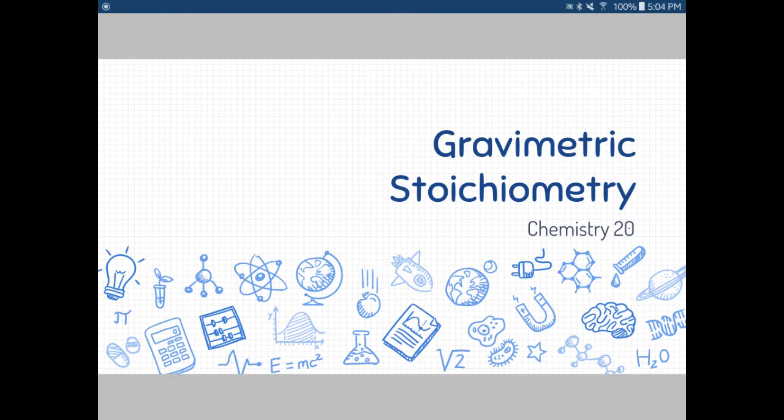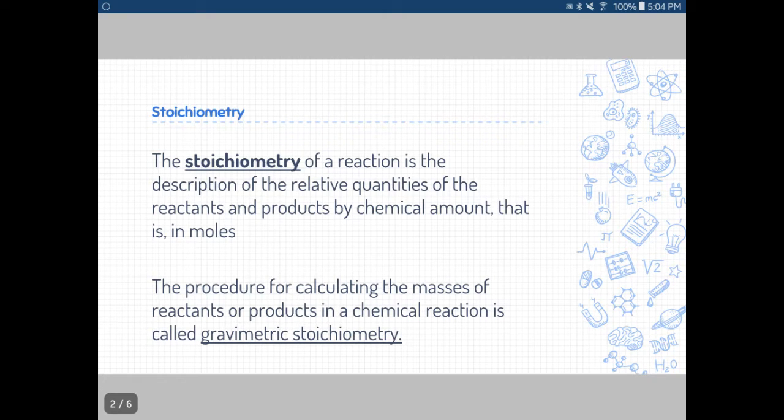We are going to now take a look at our first section of stoichiometry. It is called gravimetric stoichiometry. Now, stoichiometry of a reaction is the description of its relative quantities of the reactants and products by chemical amount. And that's always in moles, so that's important when we're talking about stoichiometry.